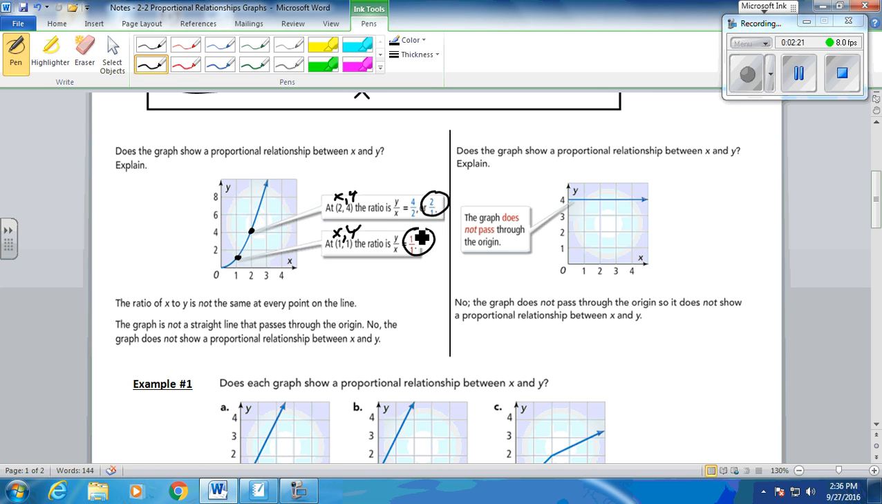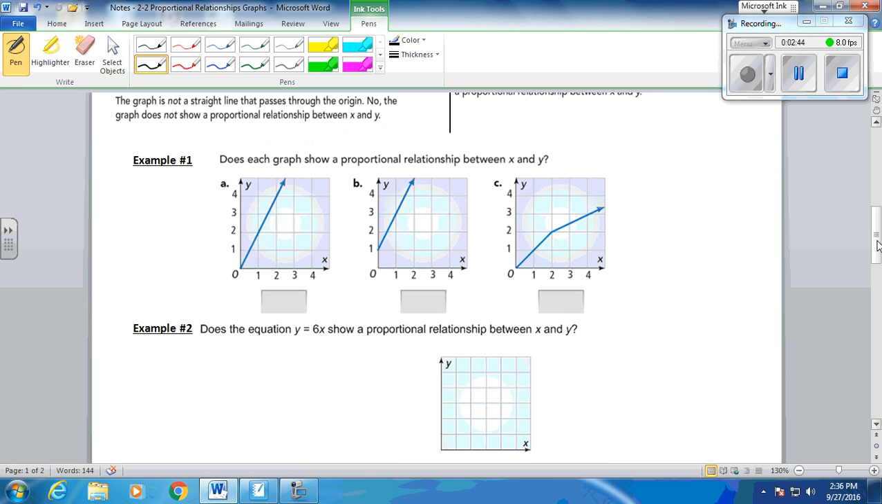The following example says, does the graph show a proportional relationship between x and y? And looking at this graph, it shows clearly that the graph does not pass through the origin. It is touching the y-axis at 4. It does not pass through the origin, and since that, it does not show a proportional relationship between x and y.